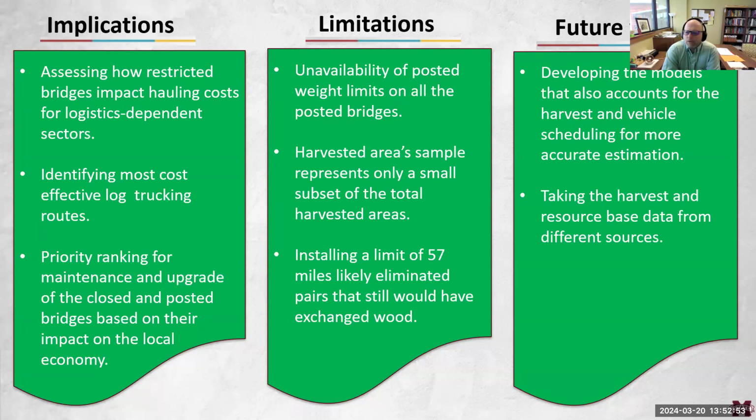And lastly, taking the harvest and resource based data from different sources. Again, there are some things in Mississippi that can be utilized, but those aren't available in every state. And so again, it's going to be hard to make all of this uniform across states. Each state is going to have to leverage the resources that it has in terms of data in order to best tackle the problem and try to get a handle on just how severe their bridge infrastructure problems are for not just the wood harvesting product sector, but other sectors as well that these bridges also affect.